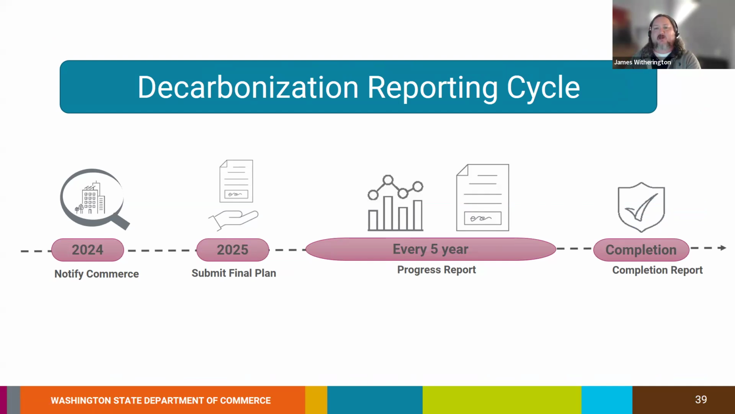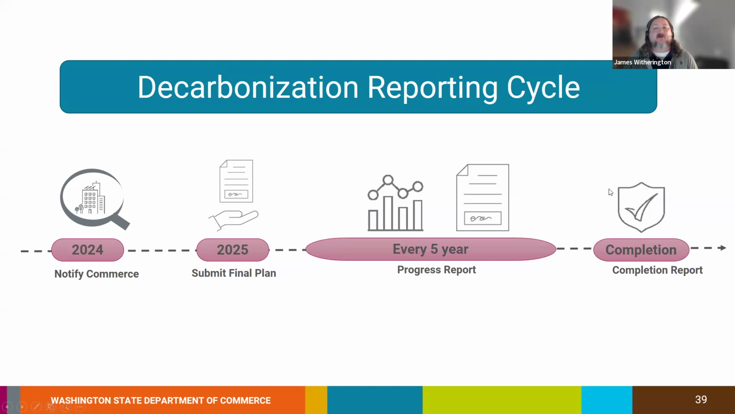So we'll be taking applications up until that point. Following that, every 5 years following the submission of the final plan in 2025, decarbonization plans must be resubmitted by July 1st of that year. These progress reports should capture the implementation progress and note any changes to the decarbonization plan that have taken place since the last reporting period.